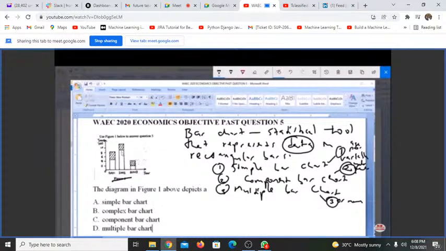Now, from this diagram that we have here, we have just two variables represented, and this is a component bar chart. So the bars of a component bar chart look like this, okay, with two portions. One portion representing one variable and the other portion representing another variable. So as we have established, what we have here is a component bar chart, and component bar chart is option C, which is the correct answer to this question.